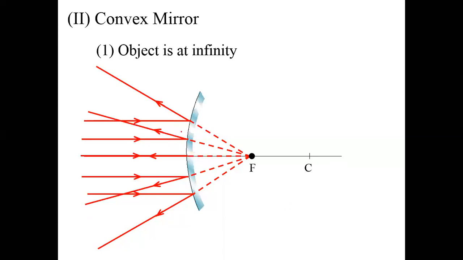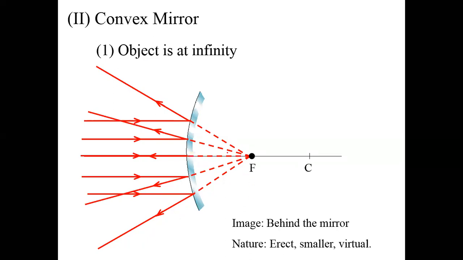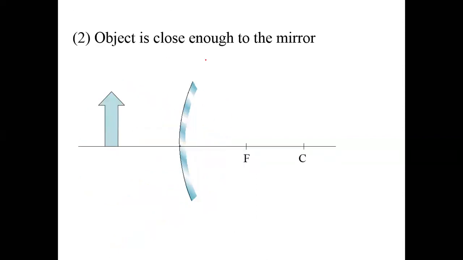This time again, let's say the object is at infinity. The image of the object is going to be behind the mirror again. So what is the nature of the image? It's going to be erect, smaller, as you see, it's very small, and it's going to be virtual, since it's behind the mirror.